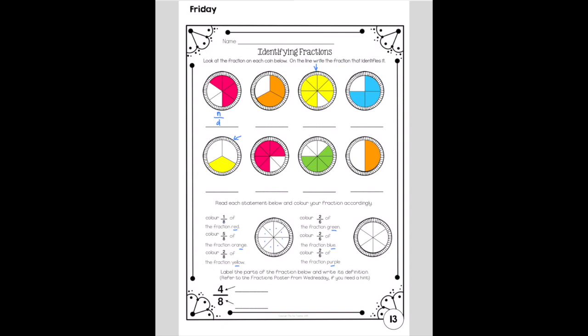All right, lastly, just a review from the beginning of this week. Try not to peek. See if you can remember what is the name of this part of the fraction and what does that number represent? What is the name of the bottom part of the fraction and what does that number represent? You can write the names here and then you can write the definitions here, okay?